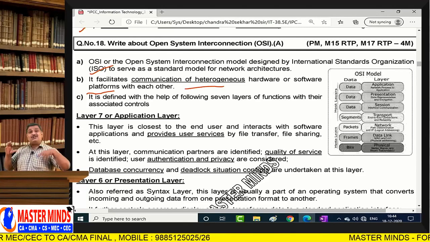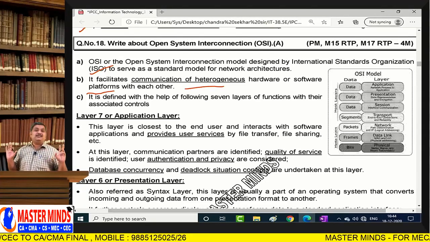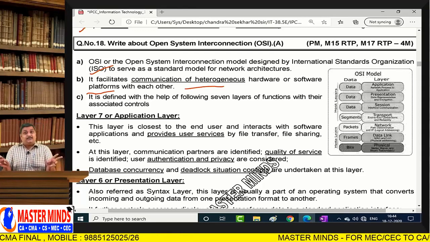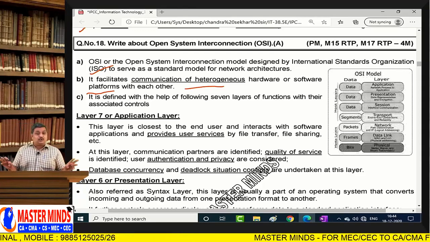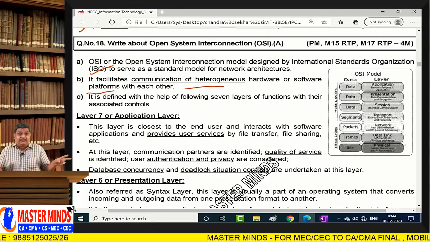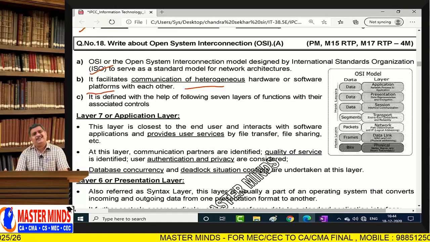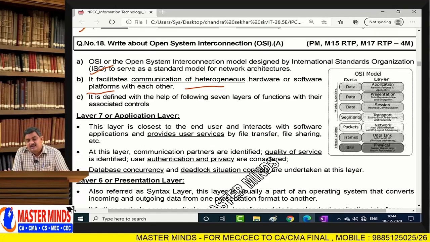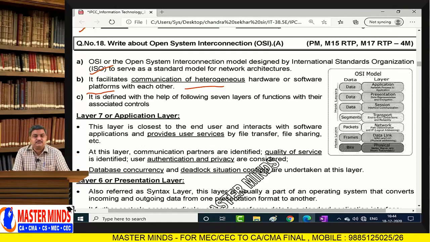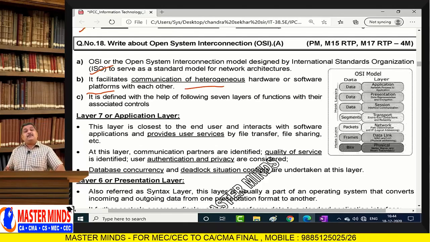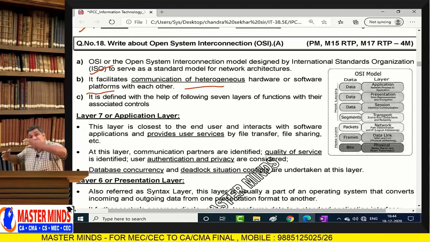But still communication should be possible, no? See, for example, if I say communication only happens between two Dell computers, or only between two Windows systems, or only between two iPhones, or only between two Android phones. Is it right? No. Absolutely no. Isn't it? So what is required? Communication should happen between heterogeneous systems.